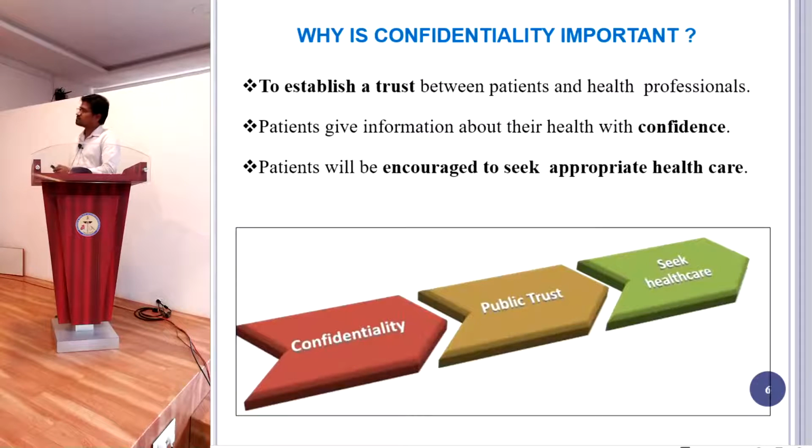So why is confidentiality very important in the medical healthcare system? It establishes trust between patients and health professionals. That's a key point. You can see that diagram. We have to build confidentiality, so that it develops trust between doctor and patient, and the patient will believe the doctor. So he can give information about his health with confidence, whatever it may be, and that is an advantage for the patients, who are encouraged to seek appropriate health care. When they reveal the truth regarding their personal matters, we can treat them properly.